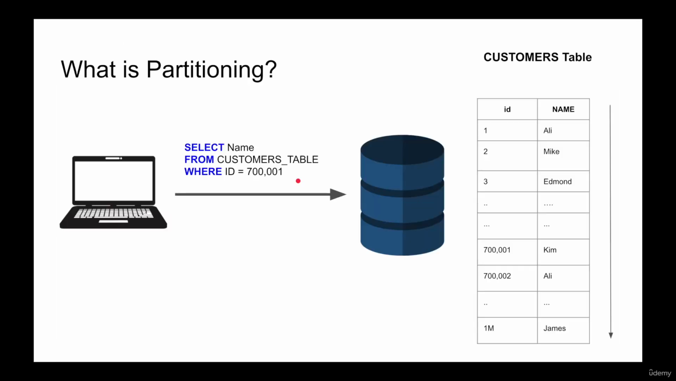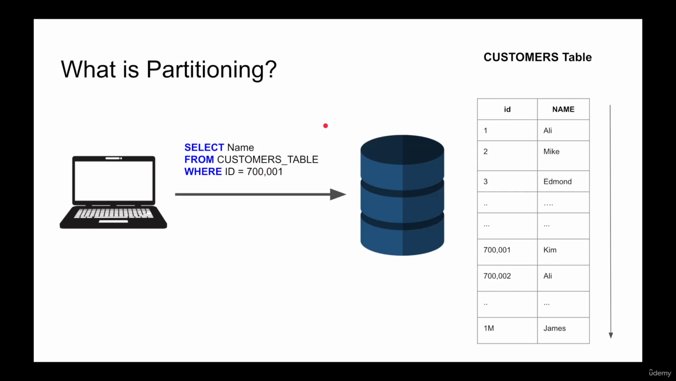All right, so what is partitioning, guys? Let's say we have a beautiful customer table here. This is, I don't know, a 1 million row table. 1 million is not that big, guys, by the way. But if I want to pick the name of a customer with this particular ID, 700,001, you're going to do select name from customer table where ID equals 700,001.